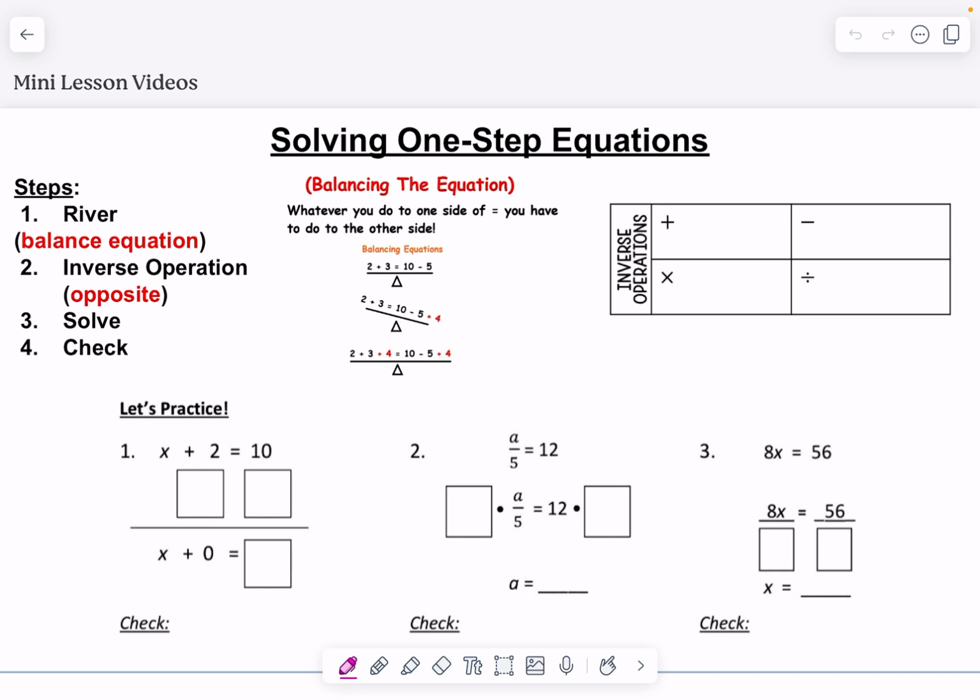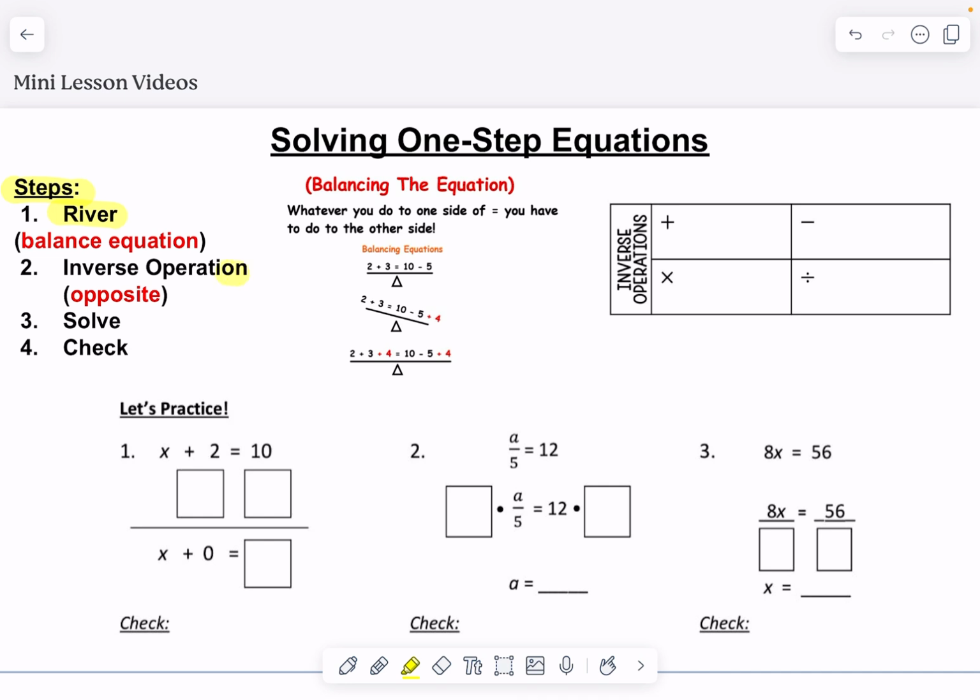Today I'm going to cover solving one-step equations. Now, the steps to solving one-step equations is to first draw your river, which helps you make sure that your equation always stays balanced. And basically that means we have to remember whatever we do to one side of the equation, we have to do the exact same thing to the other side.